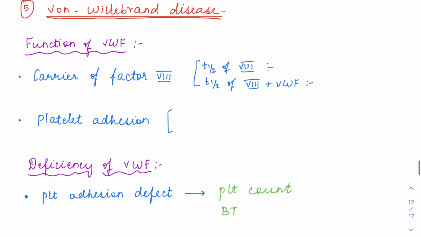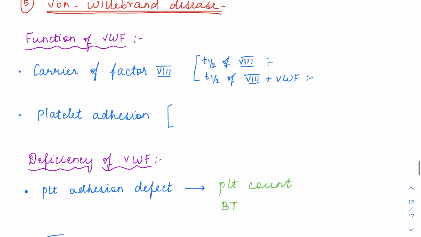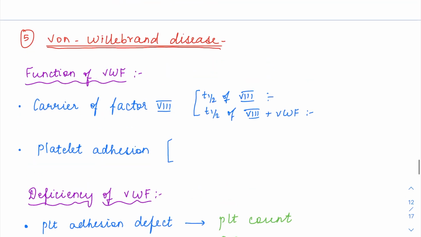Then we'll see about the third platelet function disorder, which is Von Willebrand disease. So as the name suggests, there is something related with the Von Willebrand factor. I already mentioned Von Willebrand factor is going to be produced from the endothelium Weibel-Palade bodies, and along with that, platelets and megakaryocytes also produce this Von Willebrand factor.